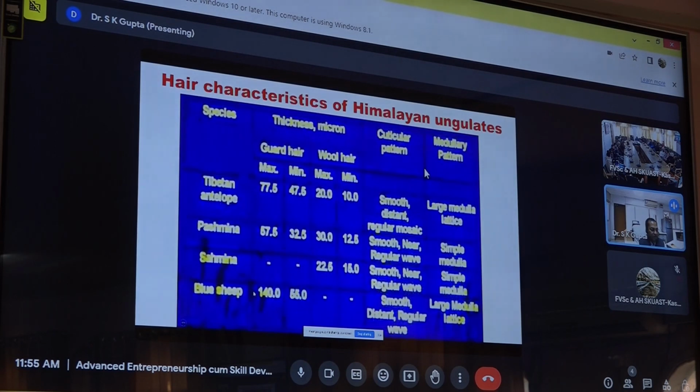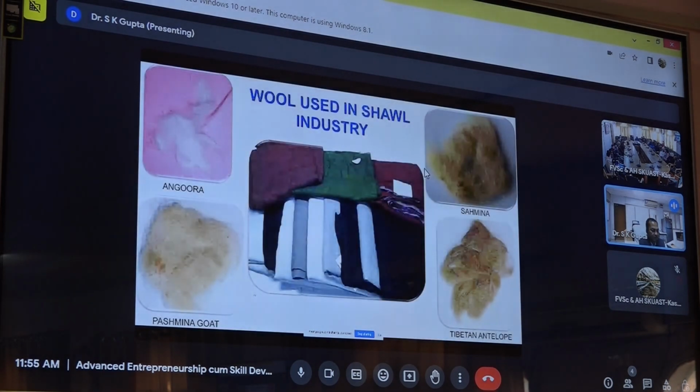We are discussing in this meeting that some wool is being used in the shawl industry. There are many others also being used, not limited to these 4 species, but there are Angora wool, Pashmina wool, and Tibetan antelope wool. Somewhere someone is also using this Tibetan antelope wool, which is chiru wool, for making shawls, which is called shahtoosh.